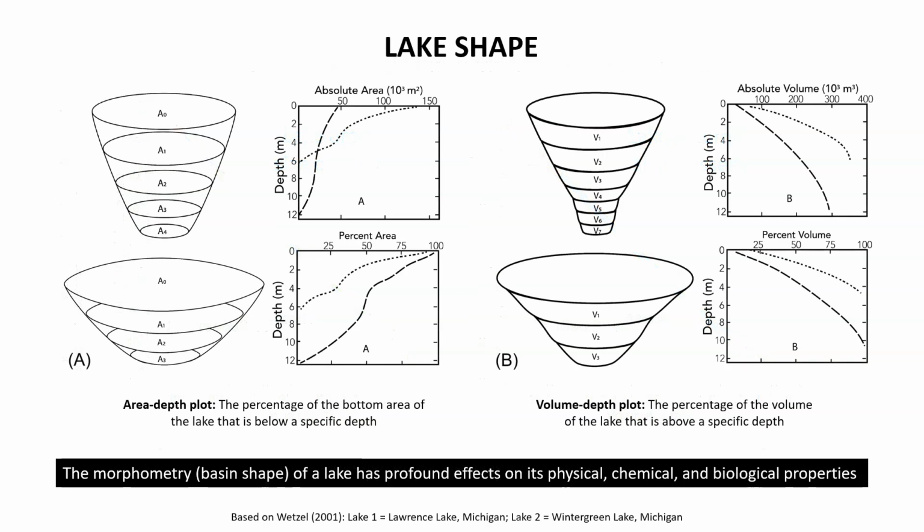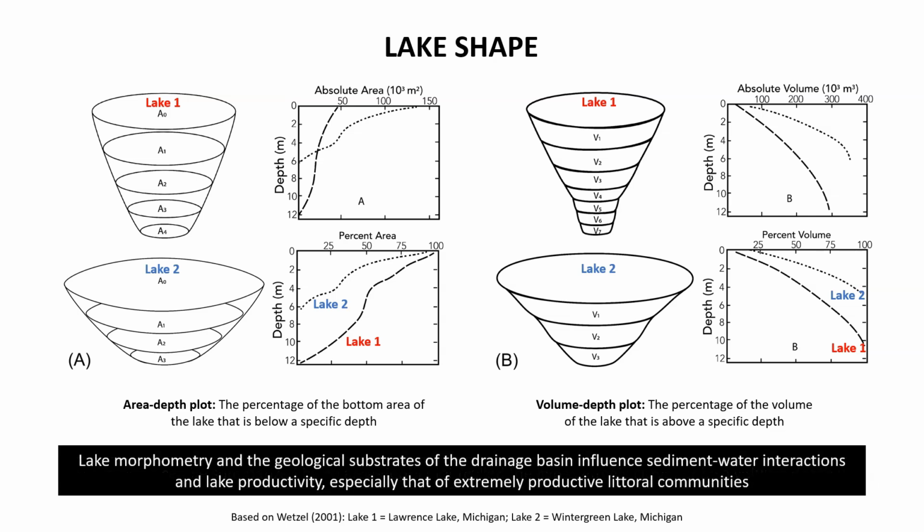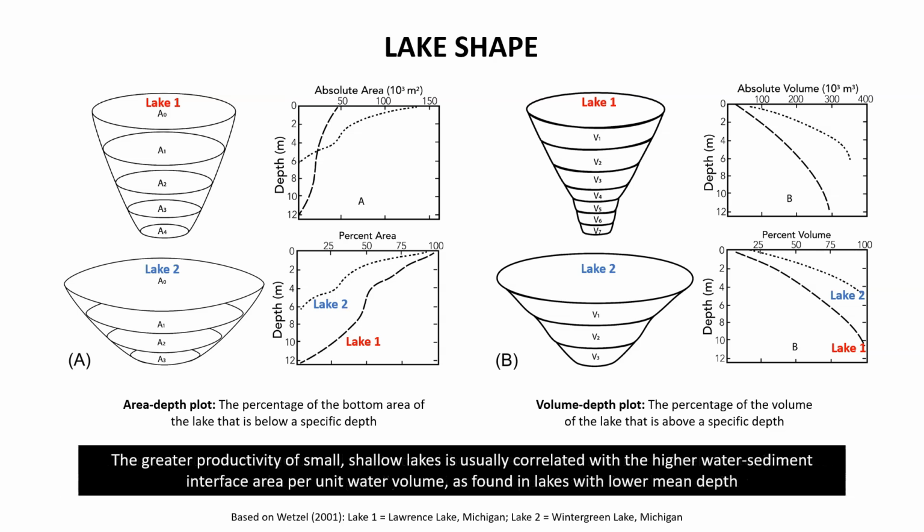The morphometry, or basin shape, of a lake has profound effects on its physical, chemical, and biological properties. Morphometry can be summarized by an area-depth curve, called the hypsographic curve, or by a volume-depth plot. Lake morphometry and the geological substrates of the drainage basin influence sediment-water interactions and lake productivity, especially that of the extremely productive littoral communities. The greater productivity of small, shallow lakes is usually correlated with the higher water-sediment interface area per unit volume, as found in lakes with lower mean depth.